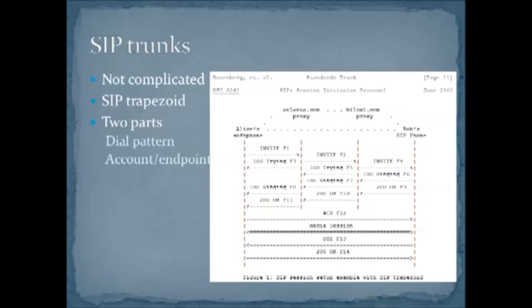So there are two parts to a SIP trunk. One is what dial pattern are you trying to reach? And then what is the account or endpoint that's associated with this particular dial pattern? And that's pretty much the nuts and bolts of a SIP trunk. If you are a networking kind of person, SIP trunking is not unlike static or default routing. We have to set up a dial pattern or a network pattern and send it to somebody, and then they have to figure out a way to send it back to us.